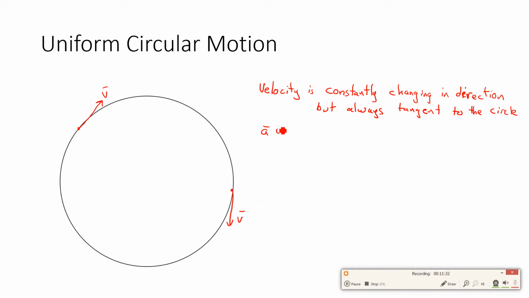Acceleration, and I'm going to lump them together. Acceleration and the sum of the forces is also constantly changing in direction. So it's constantly changing direction, but we always know which direction also, right? Even though it's always changing, it's constantly changing in direction, but always towards the center.